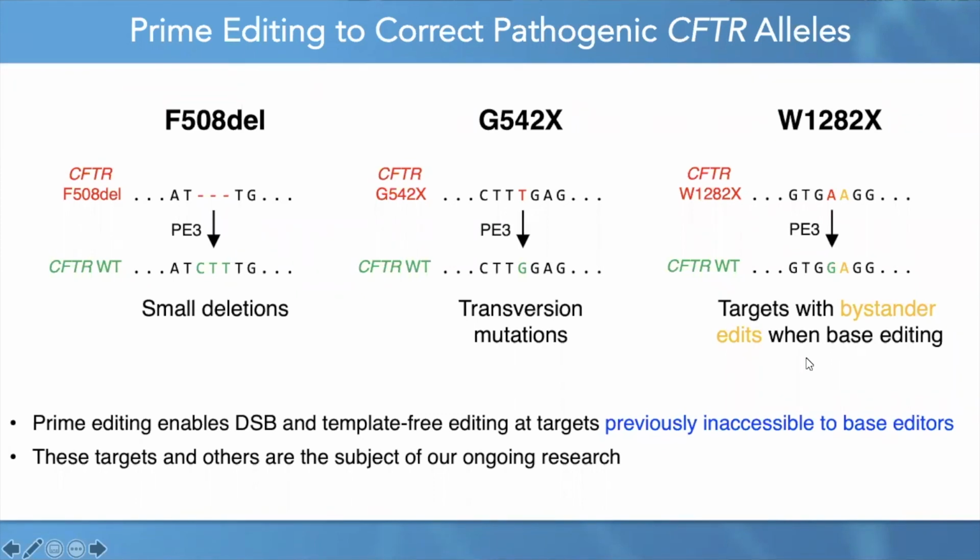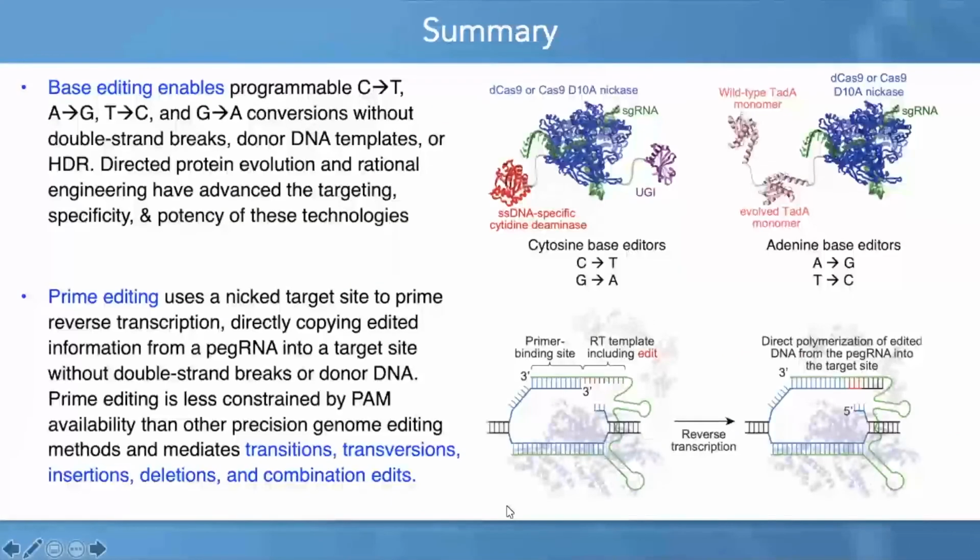These CFTR targets and others are the subject of our ongoing cystic fibrosis prime editing research. Today, I've covered recent developments in precision genome editing from the Liu Lab, and how they can be applied to correct pathogenic CFTR mutations. In particular, base editors can install transition edits consisting of C to T, A to G, T to C, and G to A.